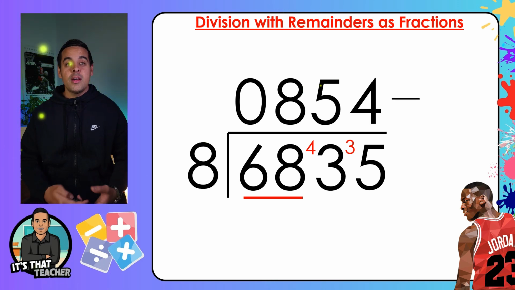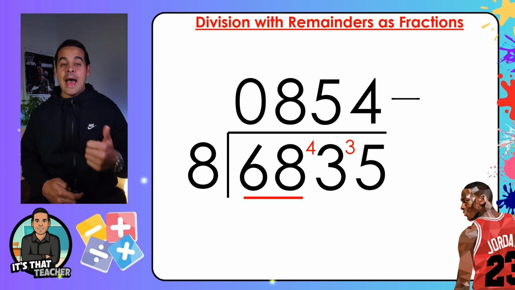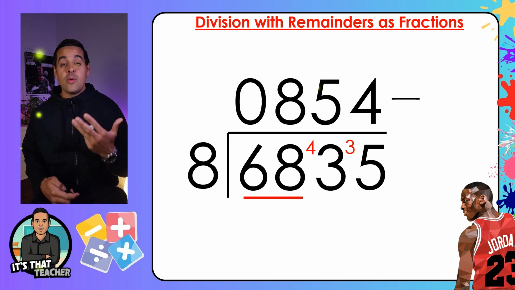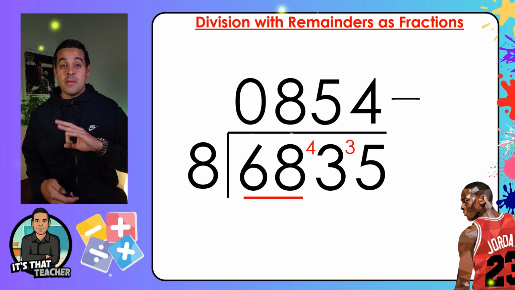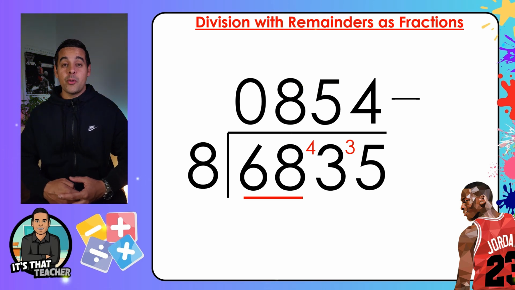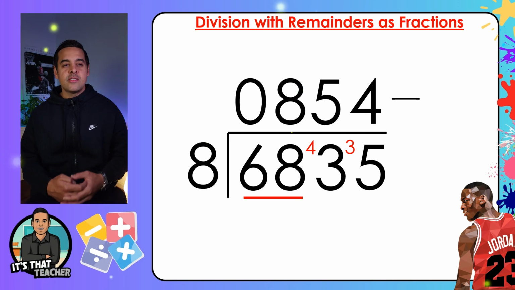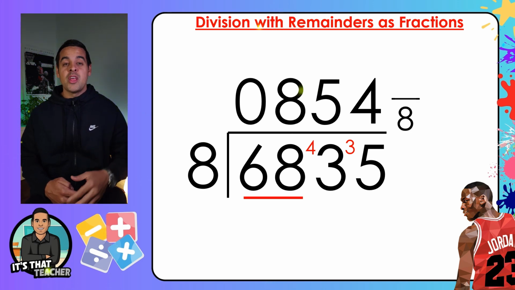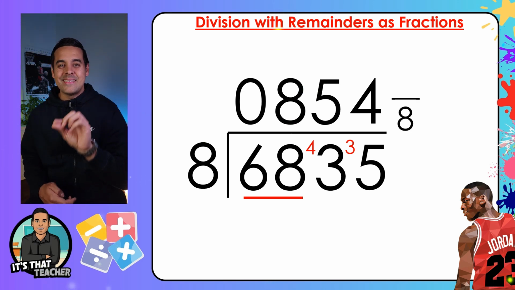That would be 4. So 8, 16, 24, 32. So we've used 32 of the 35 numbers. That means there would be 3 remainders. But like I said previously, this lesson we're putting our remainders as fractions. So remember what I said before. The divisor, which is the 8, becomes your denominator, okay? So the divisor becomes the denominator.